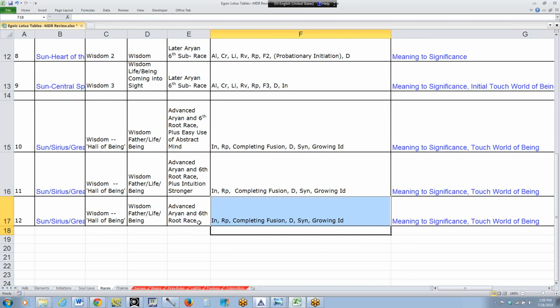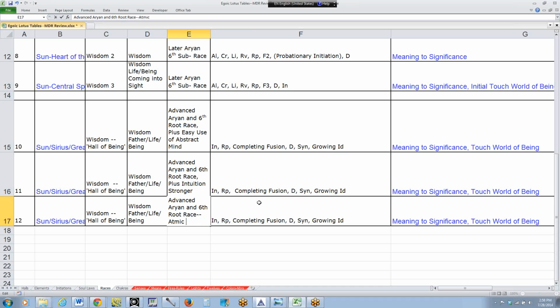And advanced Aryan and the 6th root race, some idea of what the 7th root race may be will come in with the atmic influence at the 12th petal. Gives a small anticipation of the atmic of the 7th root race.